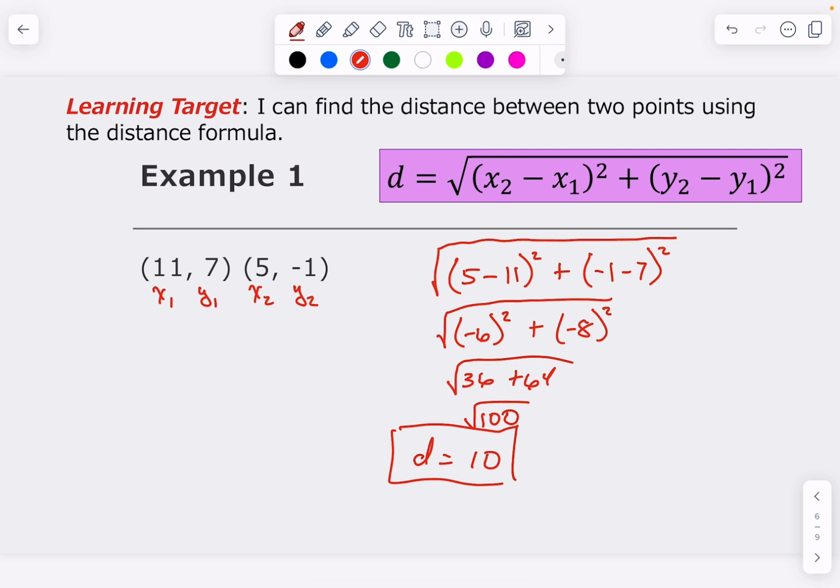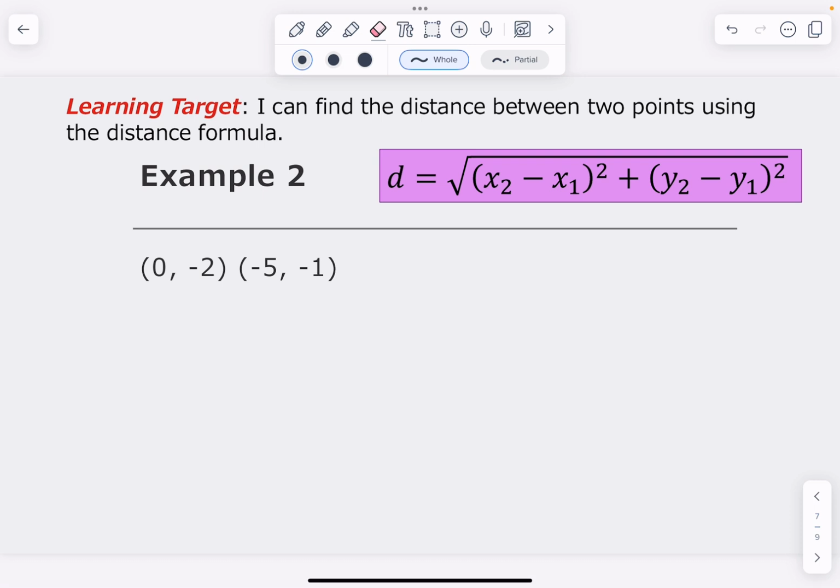So that's a good start. We get a nice little whole number. That is not always the case, so you have to be able to adjust based on how it's provided. So let's try this one now. Example 2 in your notes, I have 0, negative 2, and 5, negative 1. I'll color code this time. So let's say this is x1, this is y1, and this is x2, and this is y2.